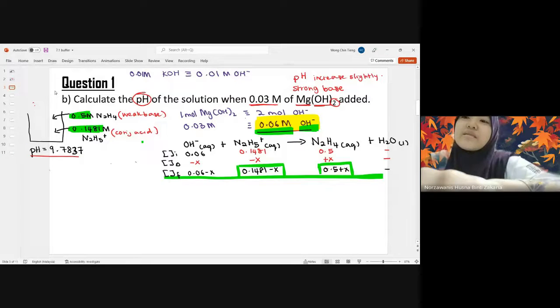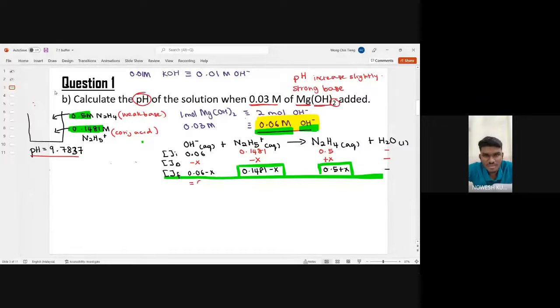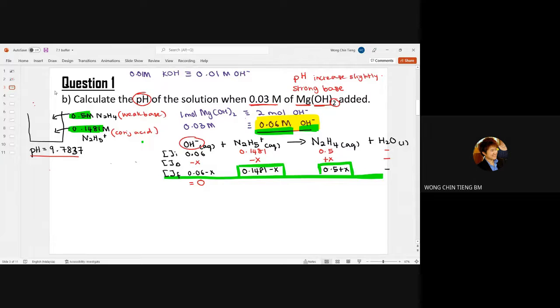0.06 minus x equals to 0. Thank you. All right. So, kenapa sama dengan kosong? Neutralize completely. Neutralize completely means semua OH minus yang kita tambah masuk akan habis. Therefore, OH minus final mesti kosong. From that, you will then realize 0.06 minus x equals to 0. x equals to 0.06. Okay? So when you get the x equals to 0.06 already, then life will be quite simple and straightforward.